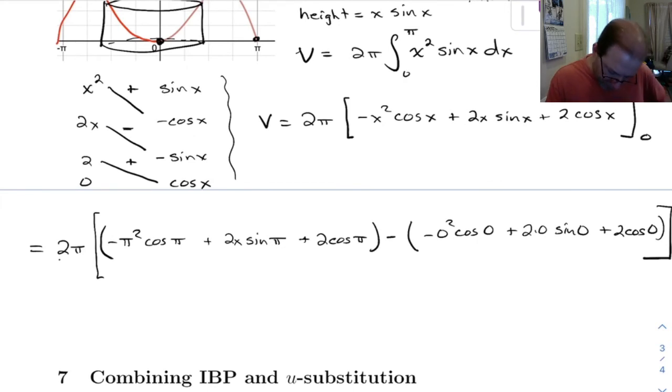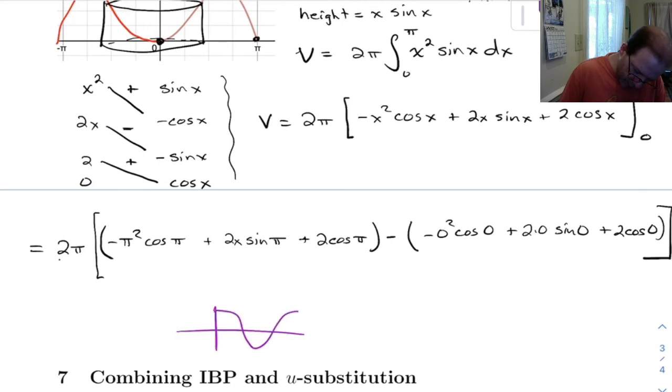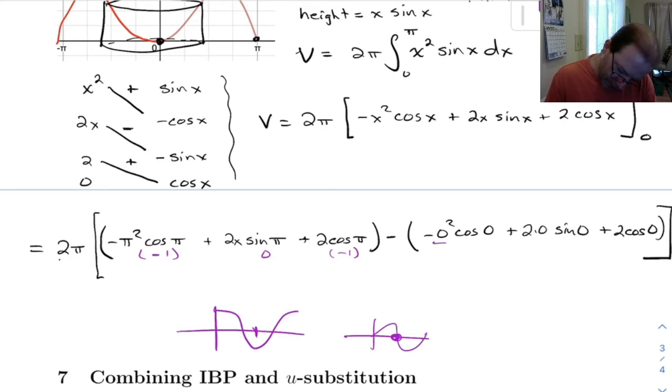All right. So I'm going to go in and do each of these individually in purple underneath. Now, cosine of pi. If you think about what cosine looks like, cosine of pi is negative 1. So this is negative 1. This is negative 1, and sine of pi is 0. And then over here on the other part, this term is just 0 because it's got the 0 on it. This one's 0. But then cosine of 0 is 1. So we've got to deal with that.